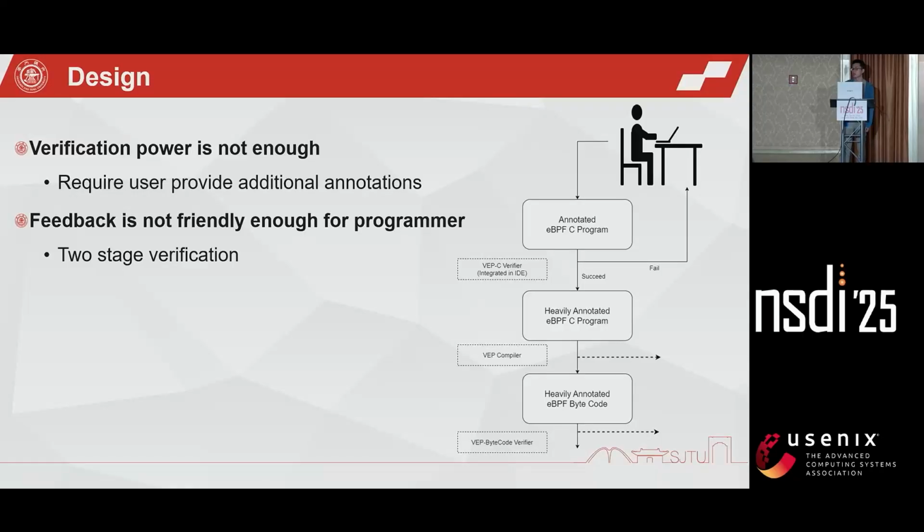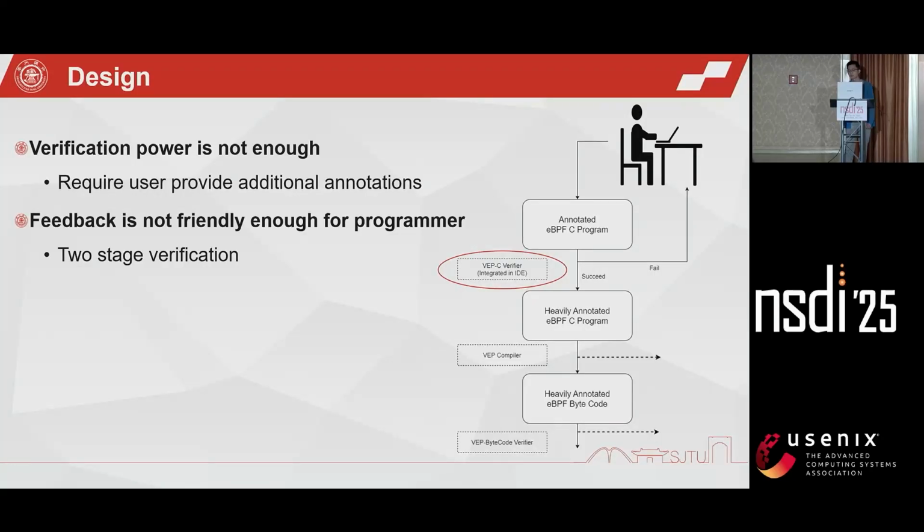VEP has three components: a C-level verifier, an annotation-aware compiler, and a bytecode-level verifier. VEP begins with a C-level verifier, VEP-C. VEP-C will initially check the user-annotated C program. VEP-C will provide IDE support like what we saw before, and for better human feedback, developers can refine their code iteratively using VEP-C until it passes our verification.